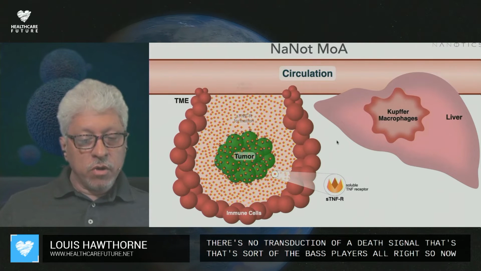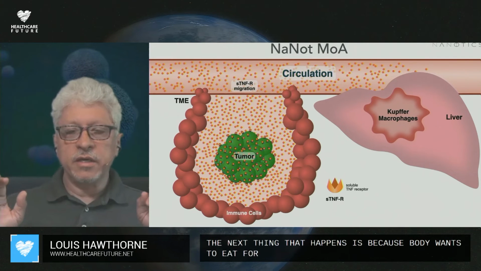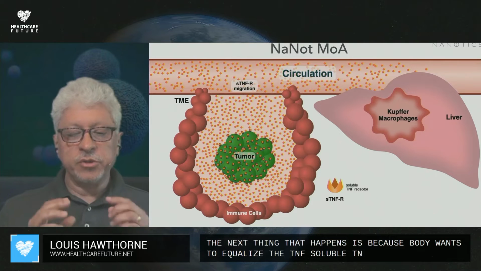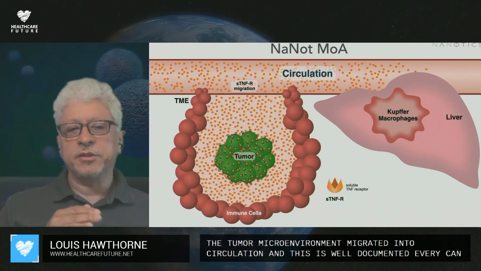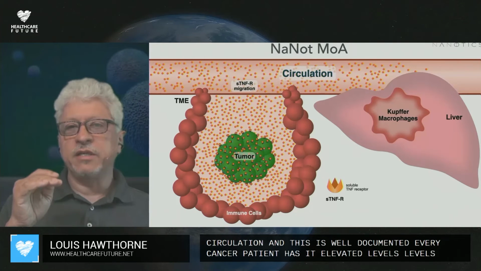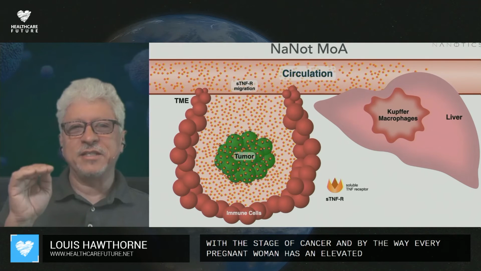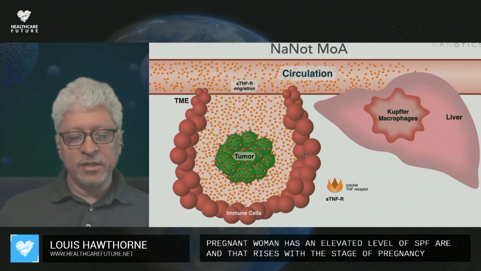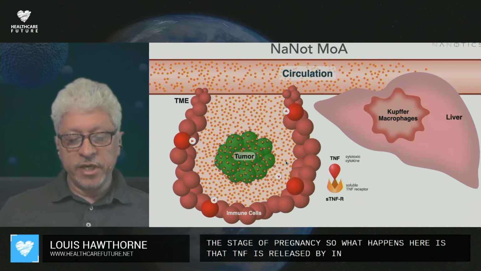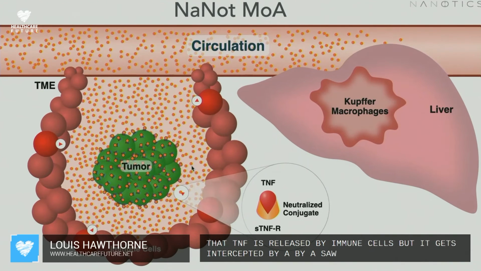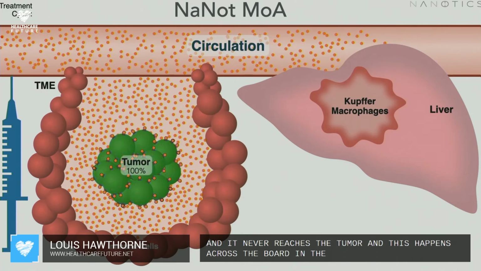All right, so now the next thing that happens is, because the body is a big fluidic space and everything in the body wants to equalize, the soluble TNF receptors in the tumor microenvironment migrate into circulation. And this is well documented. Every cancer patient has an elevated level of sTNFRs in their blood, and that level rises with the stage of cancer. And by the way, every pregnant woman has an elevated level of sTNFRs, and that rises with the stage of pregnancy. So what happens here is that TNF is released by immune cells, but it gets intercepted by a soluble TNF receptor, and it never reaches the tumor. And this happens across the board, and the tumor is well protected.